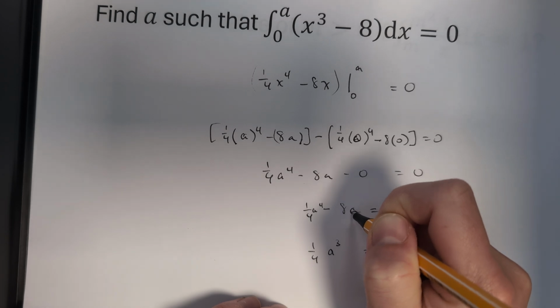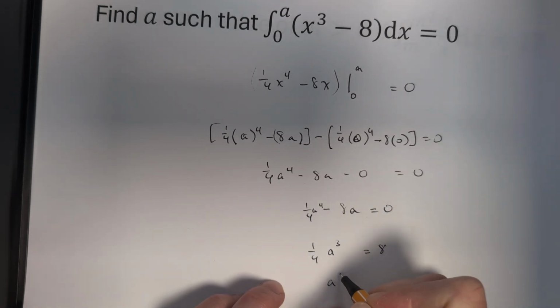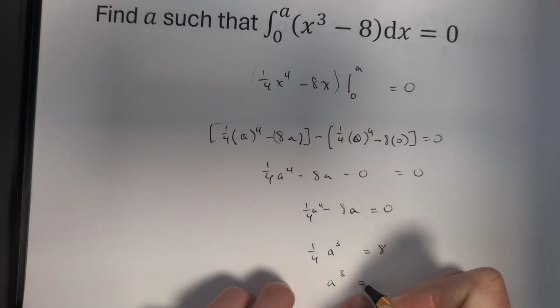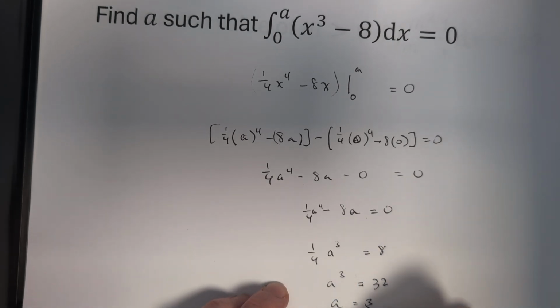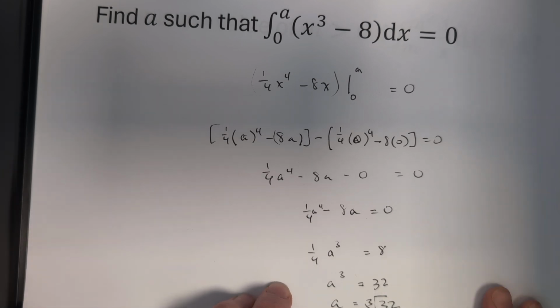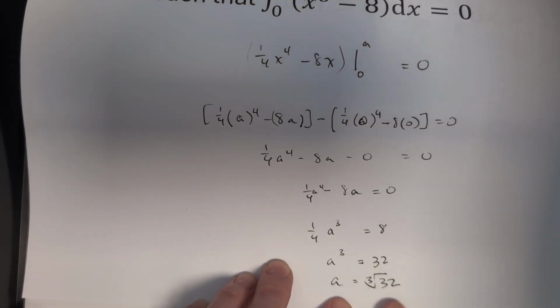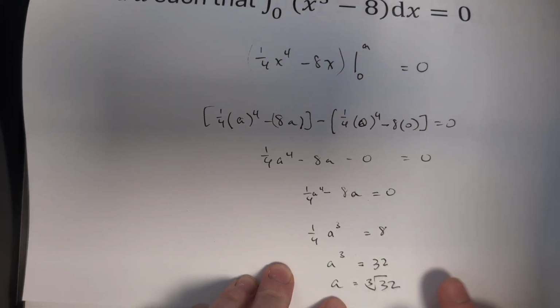It's a little difficult to see here. Multiply by 4 to make that an easier number to see, and 8 times 4 is 32. So a is equal to the cube root of 32. And that will be the solution to this, to make it equal 0.